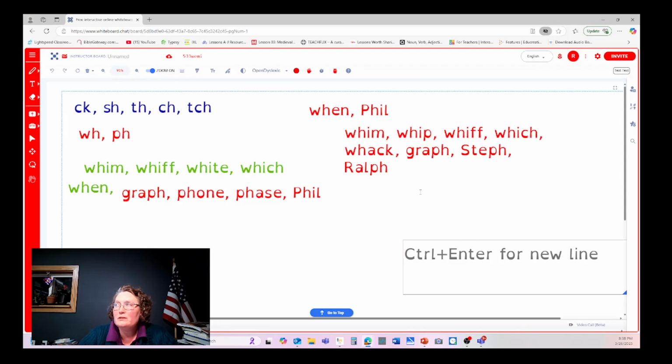Did you read those words? If you need to pause and read them, that's fine. If you've already read them, you check to see if you read them correctly as I read them. Whim, whip, whiff, witch, whack, graph, stuff, Ralph. Did you get the same ones? Well, I hope you did. I'm pretty sure you did.